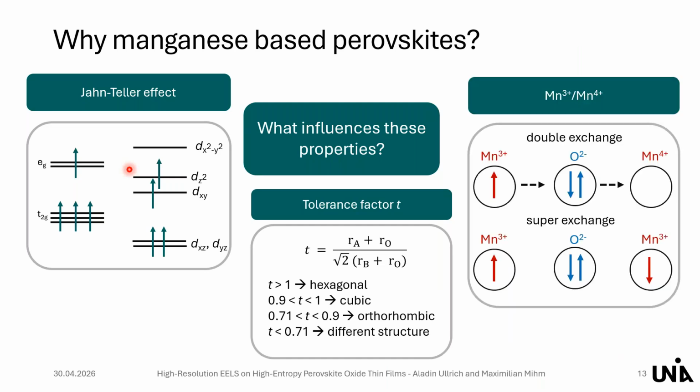And then also the oxidation state. If we only have Mn3+, then we have a superexchange. Or if we have Mn3+ and Mn4+, we have a double exchange. So with adding or changing elements on the A site, we have a direct influence on the MnO6 octahedron of our perovskite, which then influences our properties, especially the electronic and magnetic properties.